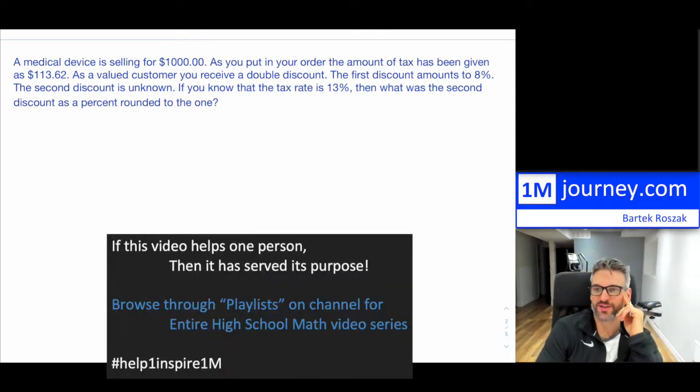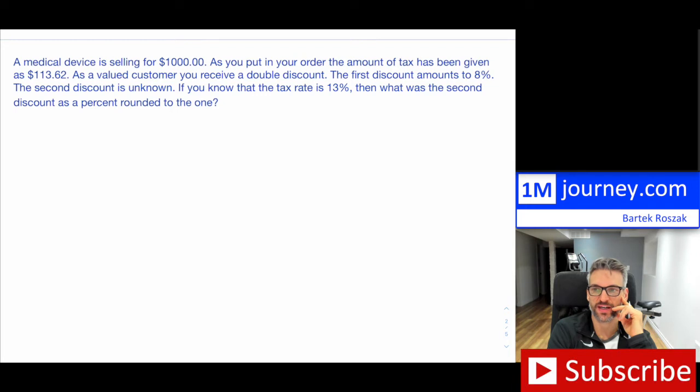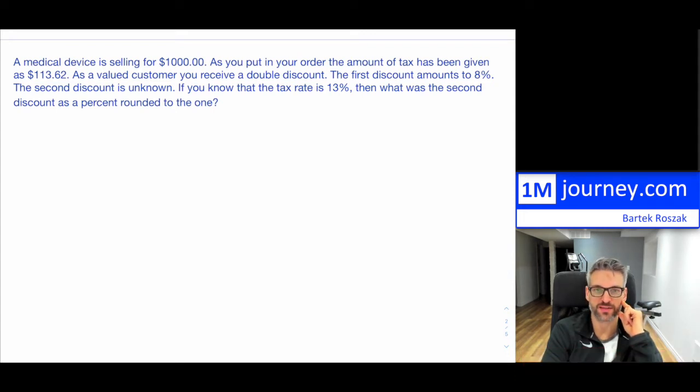Howdy. Okay, so let's take a look at this word problem. It has something to do with dealing and solving for an unknown. You have a medical device selling for $1,000. As you put in your order, the amount of tax has been given as $113.62. So we actually know the total tax on this entire purchase.